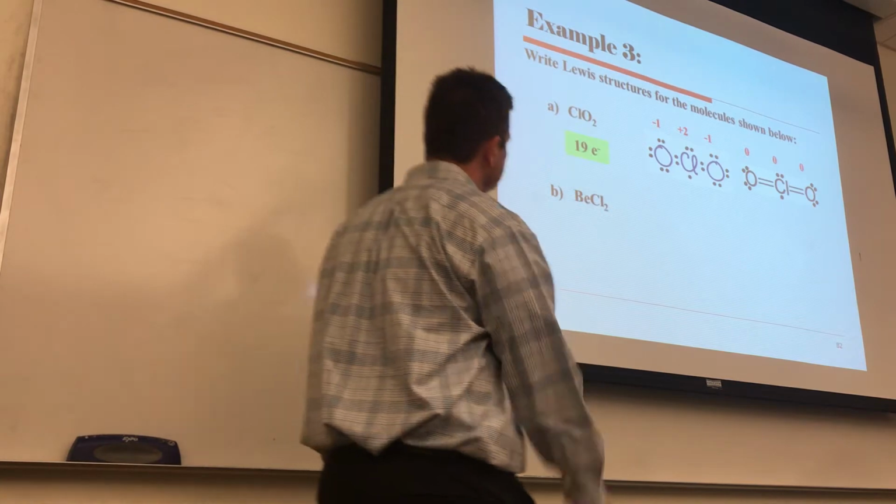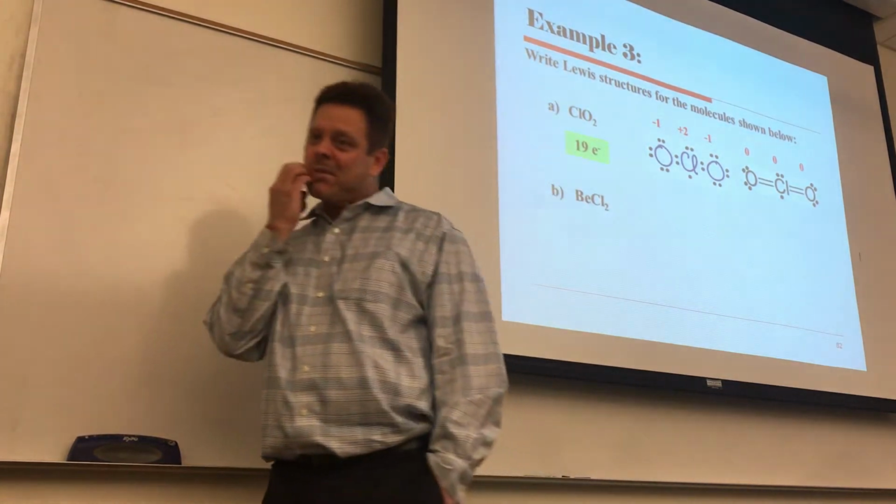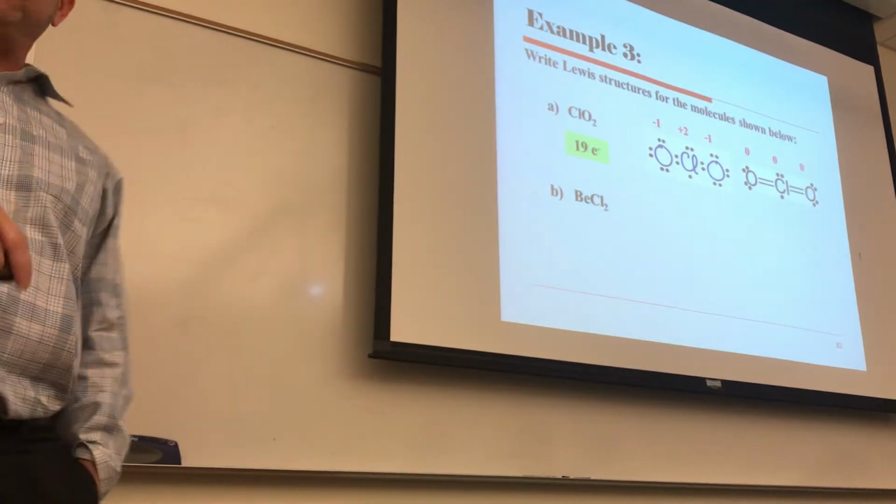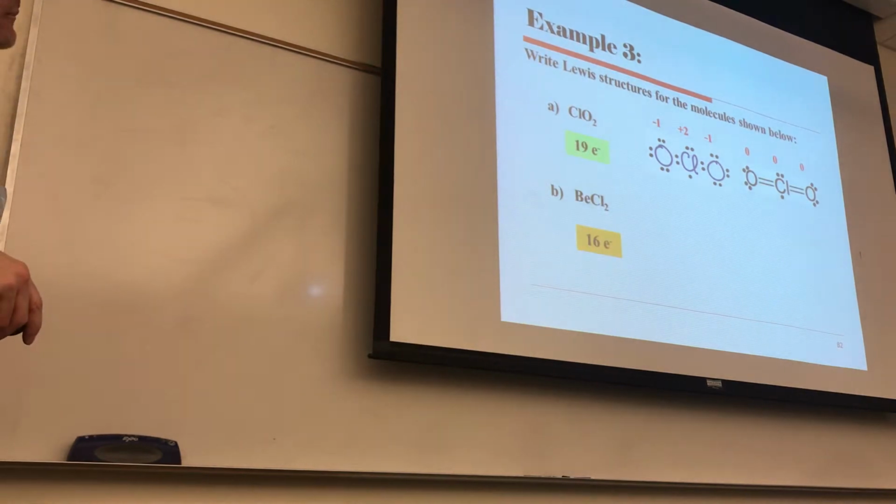What about this one? Beryllium in the middle, another 2 bonds. Beryllium in the middle, chlorine's on the outside, okay? That would be 16 electrons, so I form this. What are the formal charges on this?